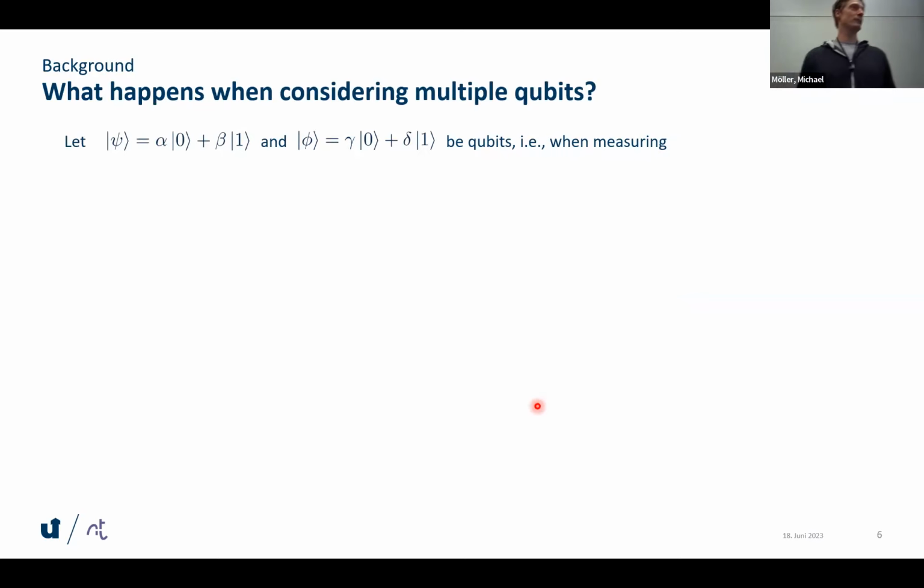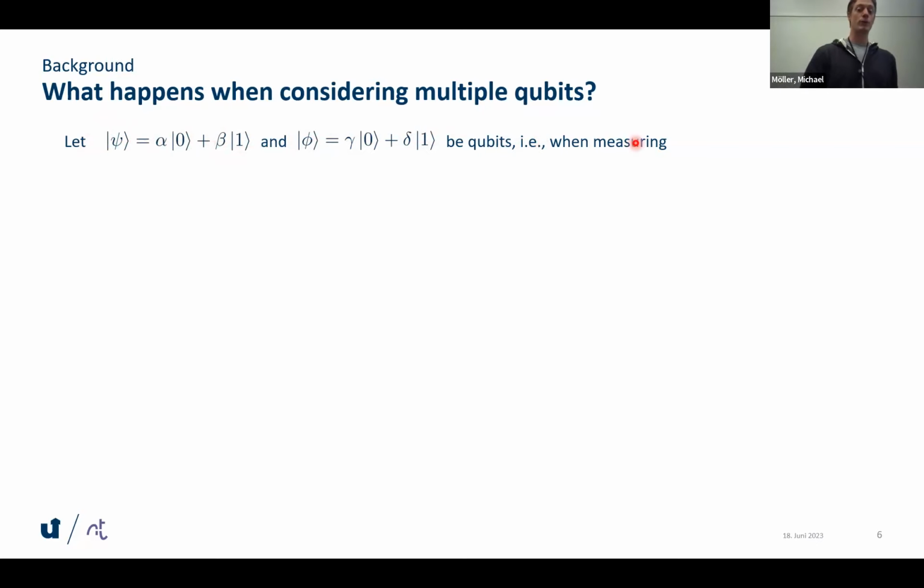Okay, and I'll take the math approach. I'll do 1, 2, and then n. So what happens if we have 2 qubits? So I have some function psi here that I represent in a linear combination in my orthonormal basis. I have another function phi here, which I represent with different coefficients in the same basis.